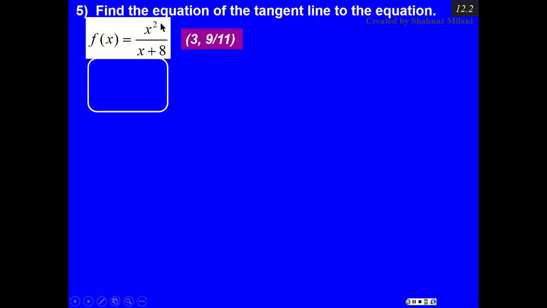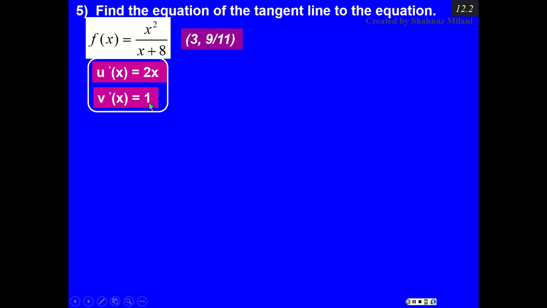By looking at this problem, we have a quotient rule. The quotient rule is, again, make sure to memorize all the rules: derivative of the numerator times the denominator, minus derivative of the denominator times the numerator, divided by the denominator to the exponent 2. First, I'm going to find the derivative of the numerator in my box. The numerator derivative is going to be 2x. The derivative of the denominator is going to be 1.